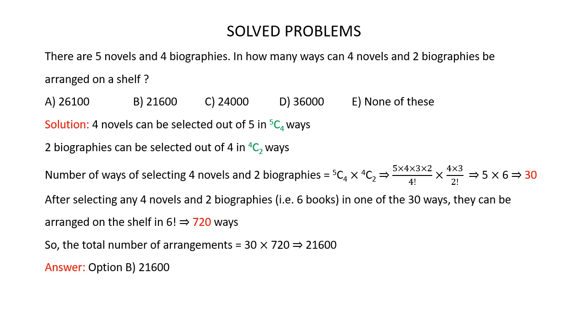Now, after selecting any 4 novels and 2 biographies, that is 6 books, in one of the 30 ways, they can be arranged on the shelf in 6 factorial ways. Now 6 factorial is nothing but 720. So the 6 books can be arranged on the shelf in 720 ways. So the total number of arrangements is equal to 30 multiplied by 720, which is 21,600. So there are 21,600 ways in which 4 novels and 2 biographies can be arranged on a shelf. So the correct answer is option B, 21,600.